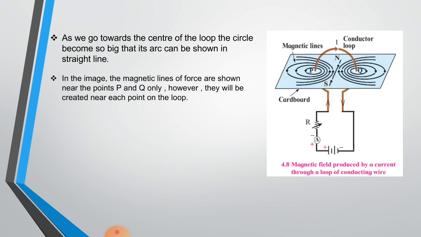Okay, in the image the magnetic lines of force are shown near the points P and Q. Okay, तो यहाँ पे देखो points P and Q यहाँ पे ये show किया है. However, they will be created near each point on the loop. जब भी वो कौन से भी पॉइंट ऑफ द लूप में शो कर सकते हैं.